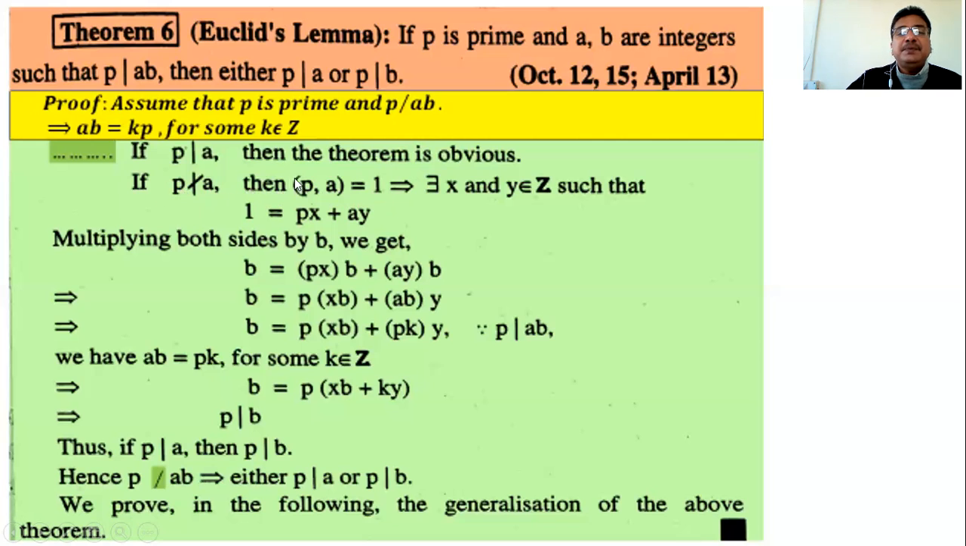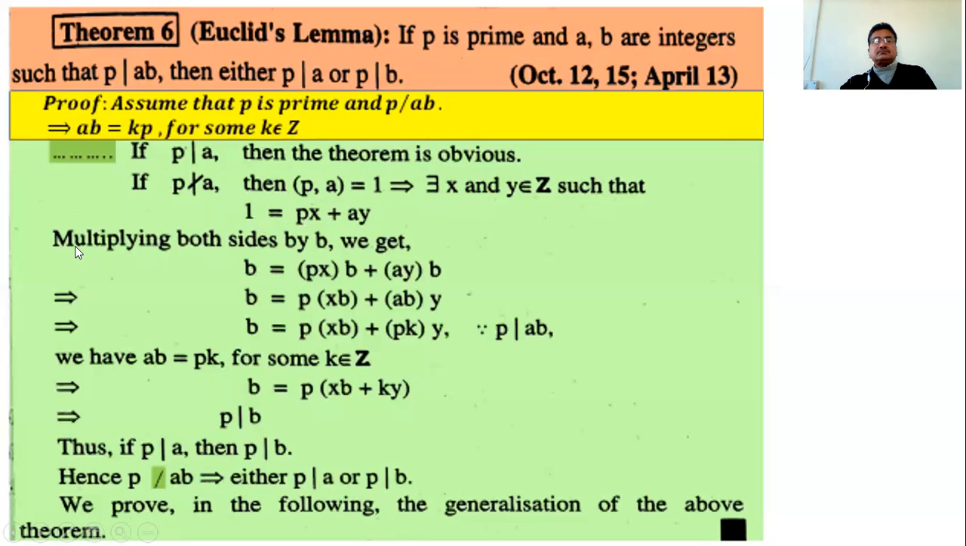Okay, because P is prime and P does not divide A, therefore the greatest common divisor of P and A is 1. This is a very important result. Now, as the gcd of P and A is equal to 1, there exist integers X and Y belonging to Z such that 1 is equal to Px plus Ay. This is the previous theorem: if the greatest common divisor of two integers is D, then D can be expressed in the form Ax plus By.